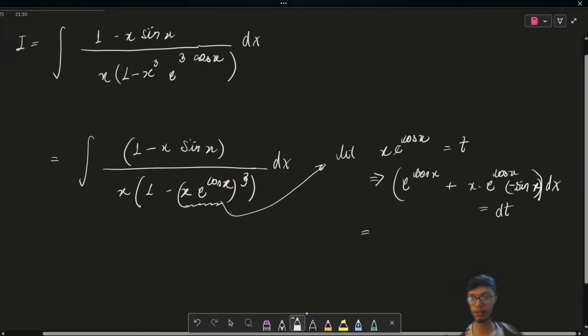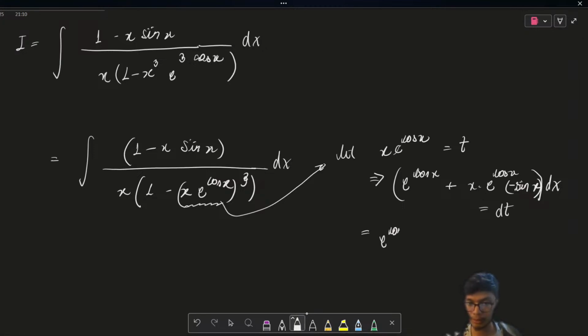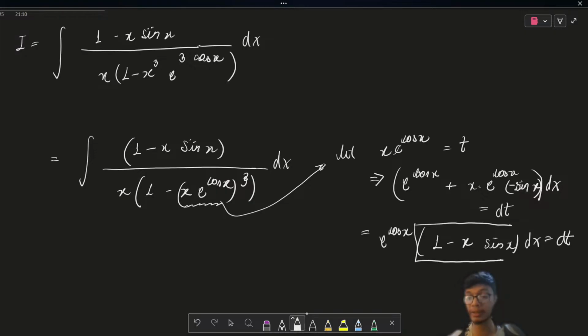So therefore, what I can check over here is that if I take e to the power cos x common, it's going to be like 1 minus x times sine x dx is basically equal to dt. So therefore, what you can see and observe over here, (1 minus x sine x) dx is basically nothing but dt. Okay, so what I can do is that I can substitute over here in this problem back. So if I just do the substitution, this is going to be like dt upon e to the power cos x. Now e to the power cos x is basically t upon x.